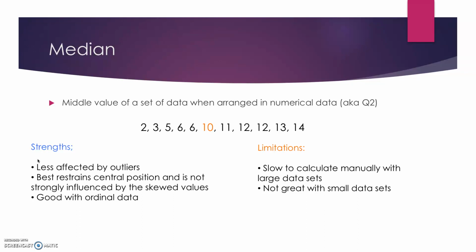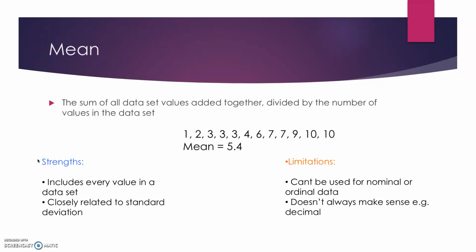Now, a strength of the median is that it is less affected by outliers, as you're only really interested in the middle section of the dataset. Similarly, it best retains central position and is not strongly distorted by skewed values. Lastly, unlike the mode, the median is good with ordinal, interval, and ratio data. Then some limitations of it are that it is slow to calculate manually with large data sets, and it isn't exactly the best to use when the sample size is too small.